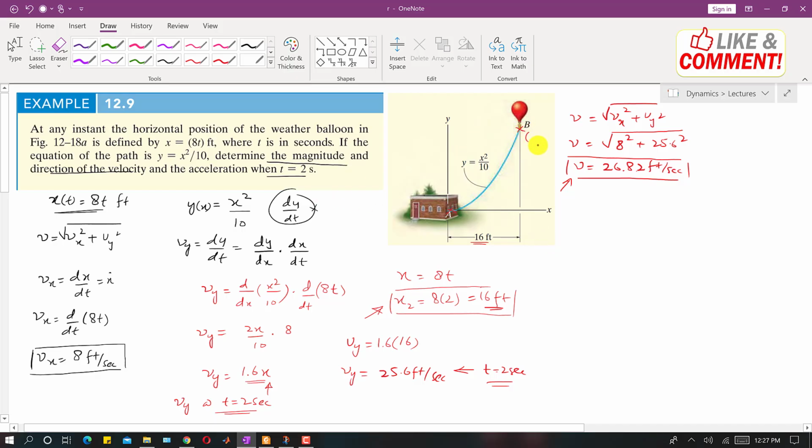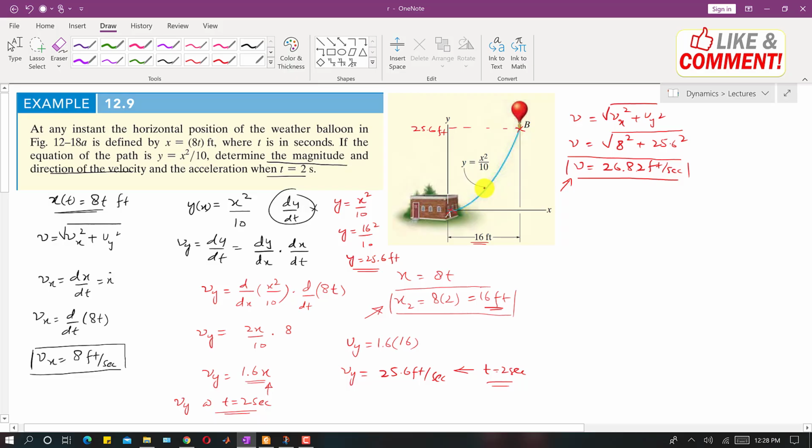So the x coordinate of this point B is 16, so this balloon is at a distance of 16 feet along x, and we can find the y coordinate of this point B. So what will be the y coordinate? y is a function of x, right? So y is x square divided by 10, so this is 16 square divided by 10. This comes out to be 25.6 feet, right? So this means that this balloon will be at a distance of 25.6 when the time is 2 seconds. So the coordinates of this point B are 16 feet and 25.6 feet.